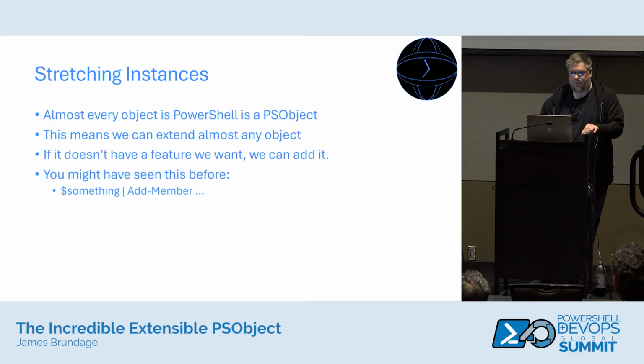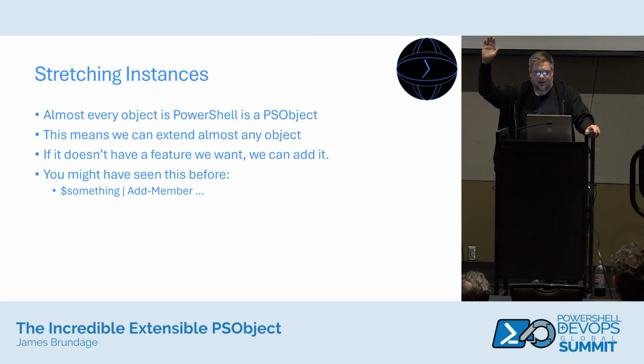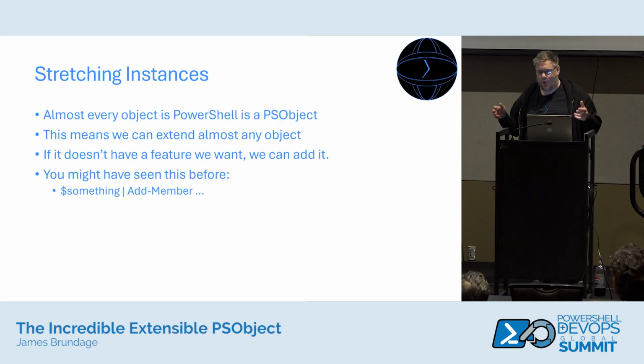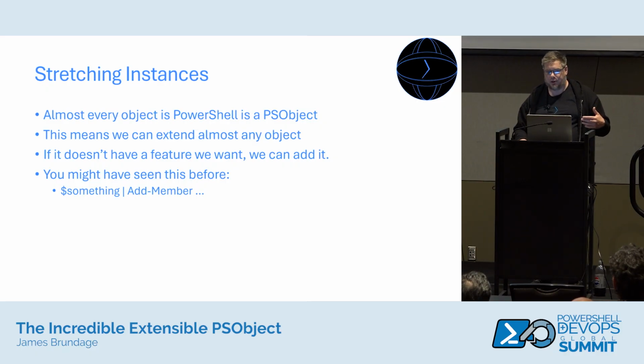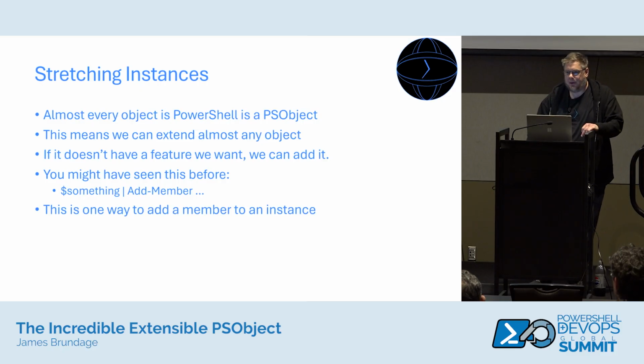You might have seen the code you'll use to do this sort of thing before. Something pipe to Add-Member. Raise your hand if you've used Add-Member. Congratulations, you're already extending PowerShell objects. Most languages don't have an Add-Member. And furthermore, most languages can't add members. Technically, you can add members in JavaScript, but that's just part of how the language works there, and it's one of a few languages that work that way, PowerShell being one of the other ones. This is one way to add a member to an instance.